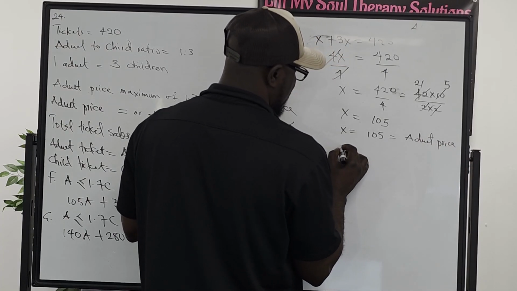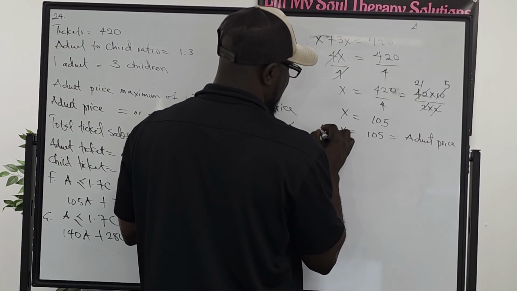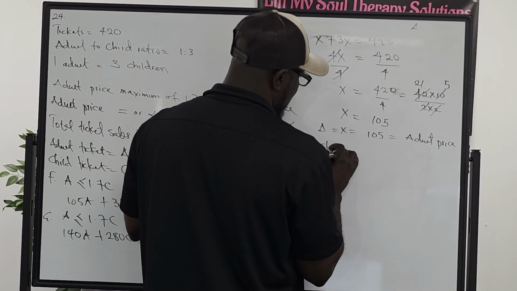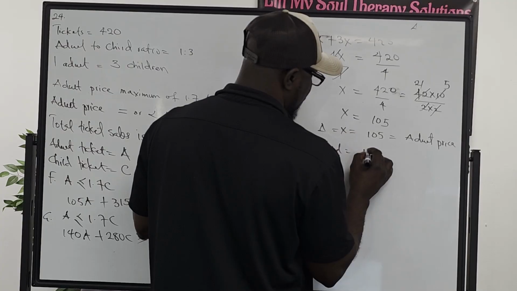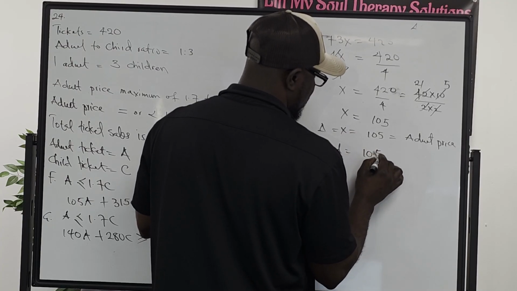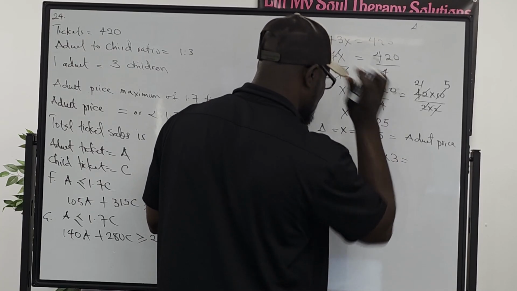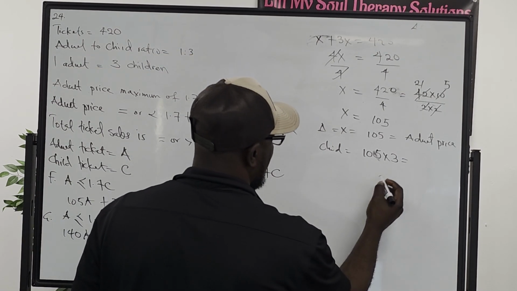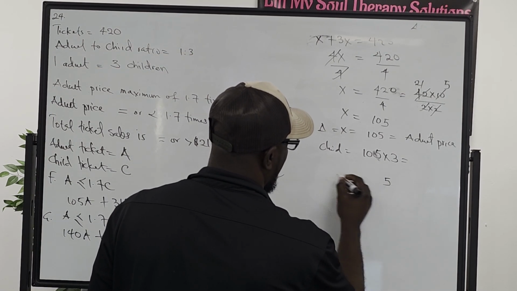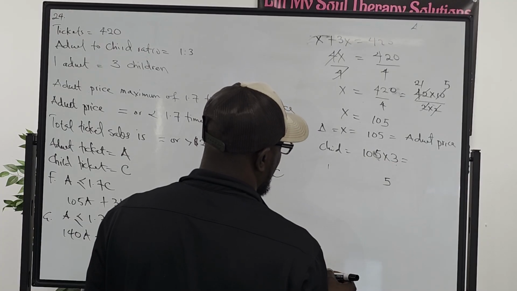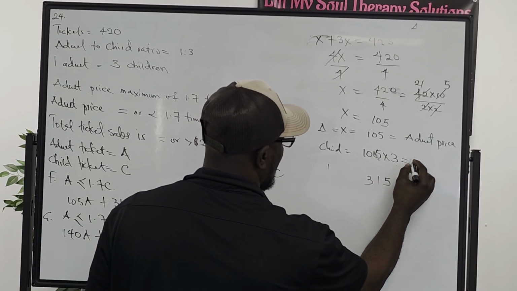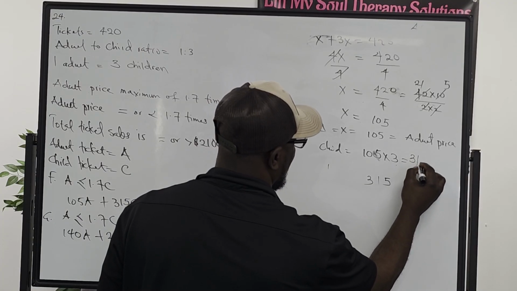And then child price, which is equal to A. And then child price is 105 times 3. 105 times 3 is, if we times this, 3 times 5 is 15. Carry 1, 3 times 0 is 0, 1, and 3 is 5. So child price is 315.